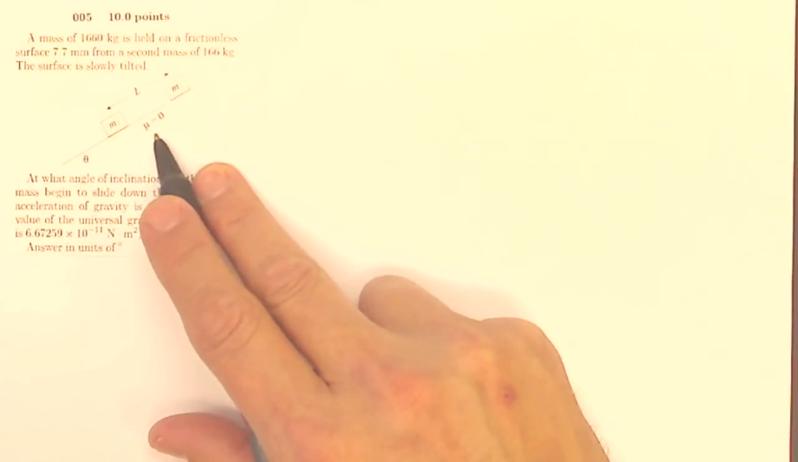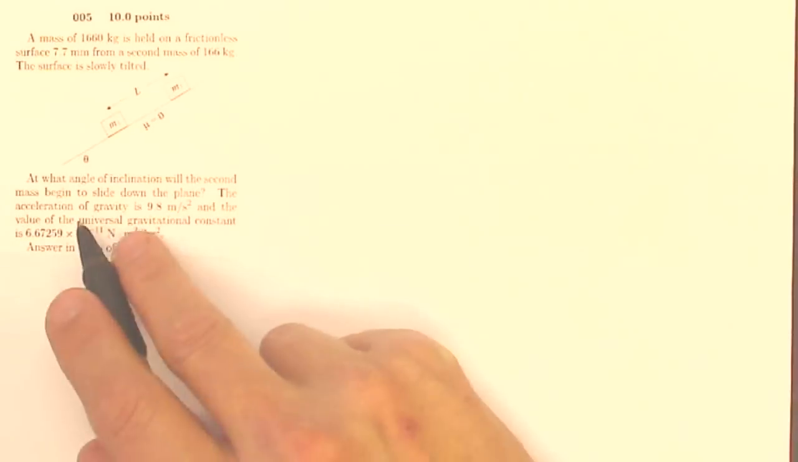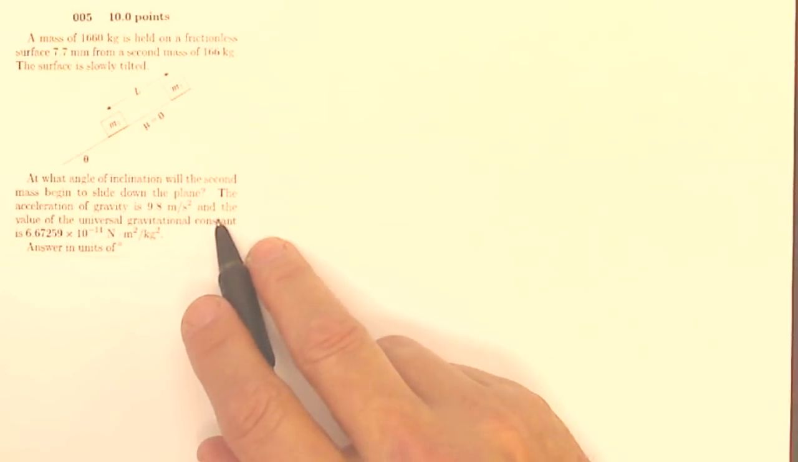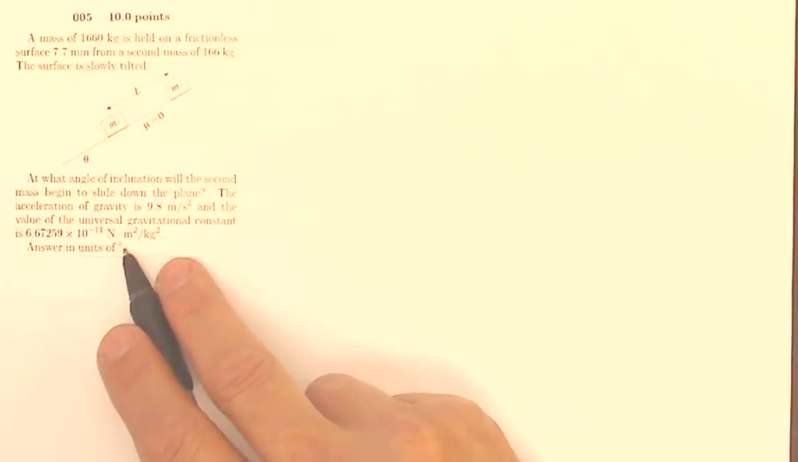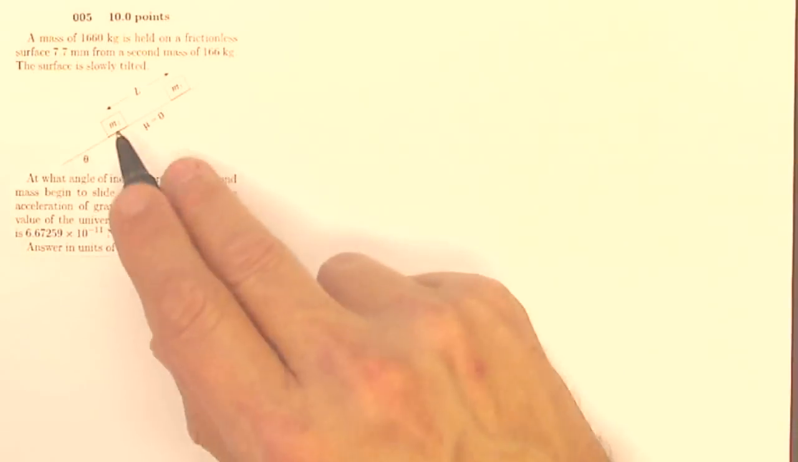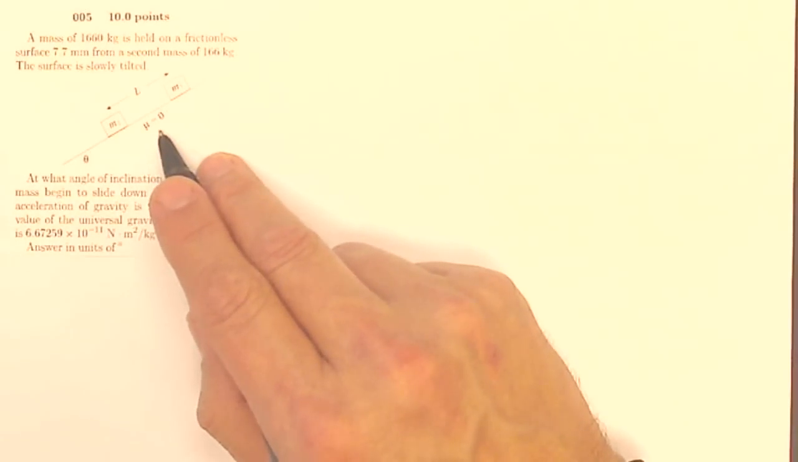And this says your coefficient of friction is 0. The acceleration of gravity is 9.8 meters per second squared, and the value of the constant is given, answering in units of degrees. So this is a frictionless plane.